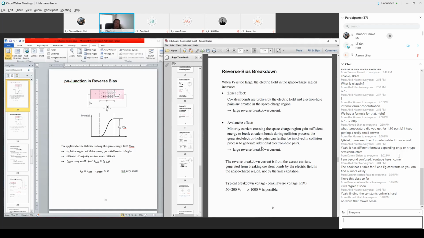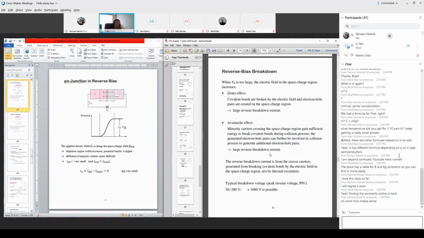So that's the avalanche effect. Okay, and the result is again you will have a large reverse bias current under reverse breakdown. So two phenomena contribute to the large reverse breakdown current. Any question?